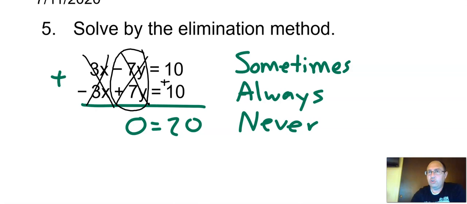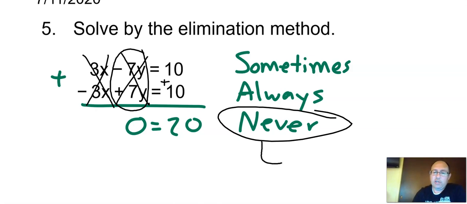So here's my question to you. When in your life has 0 been equal to 20? Sometimes, always, or never. Now, I'm hoping you said never. So that's telling me that there's no solution.